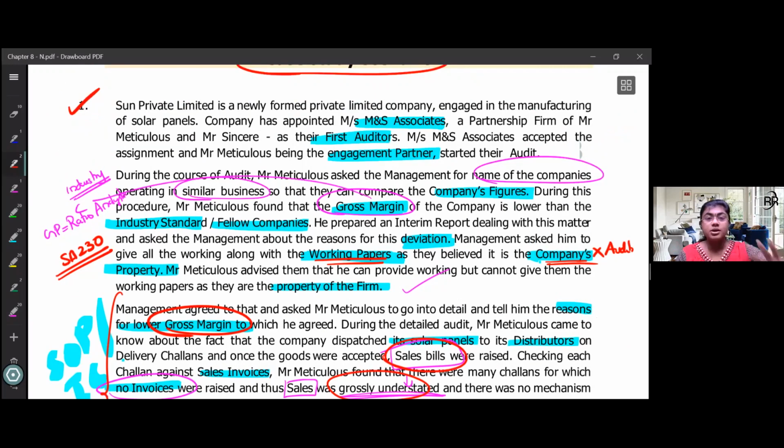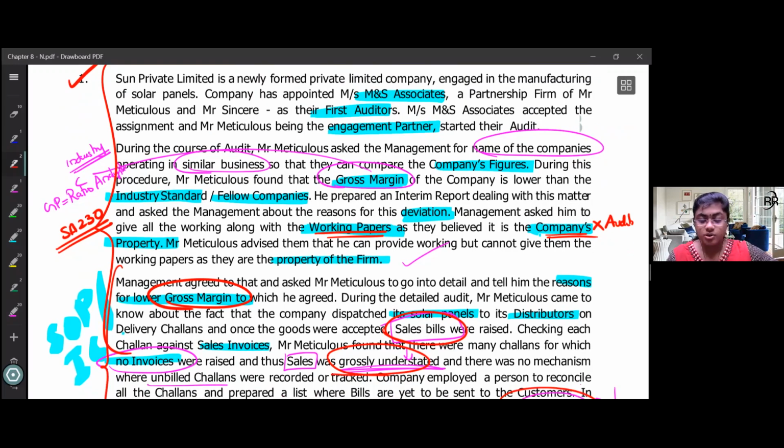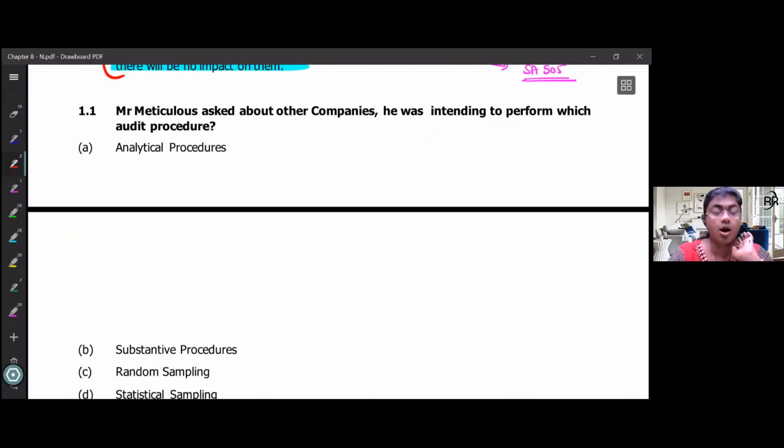Very good practical scenario question. I hope you understood all this. What are the questions?